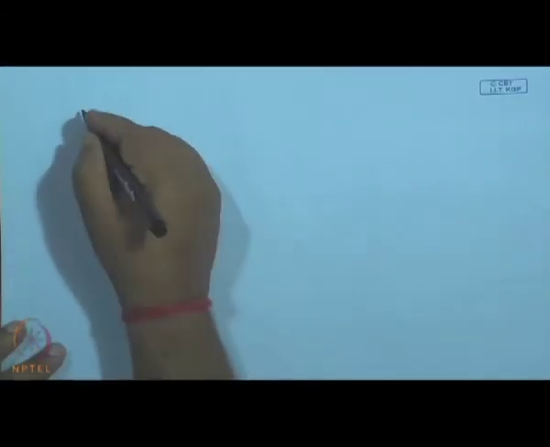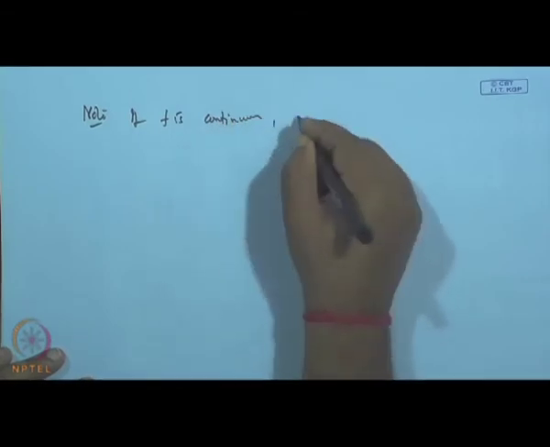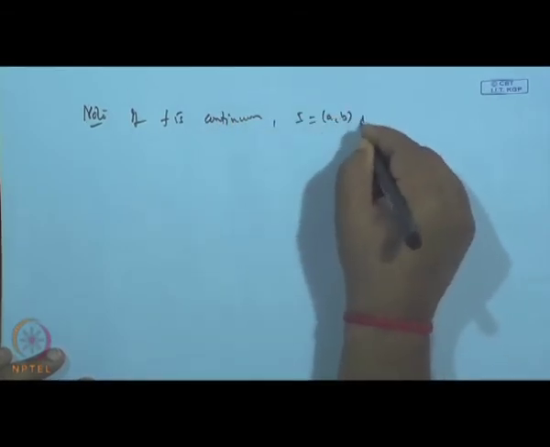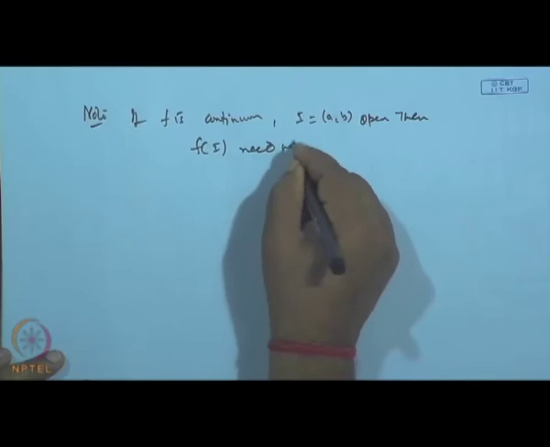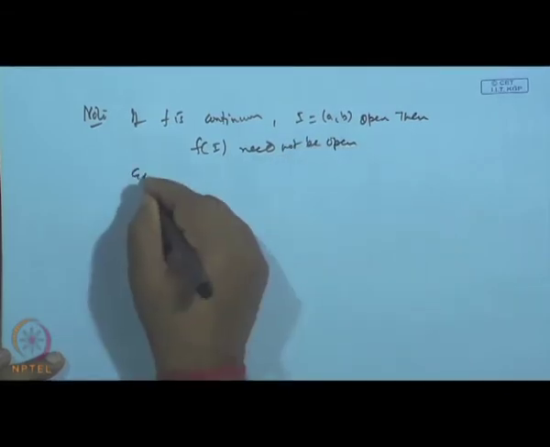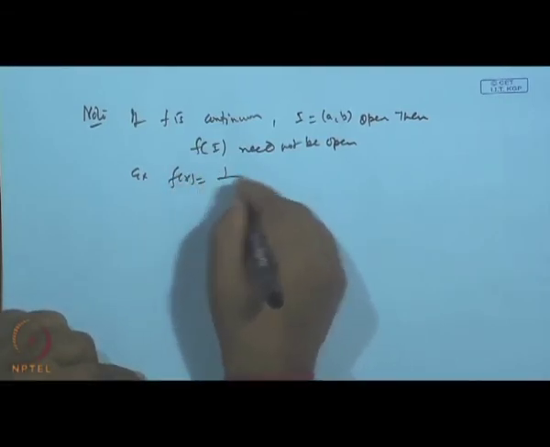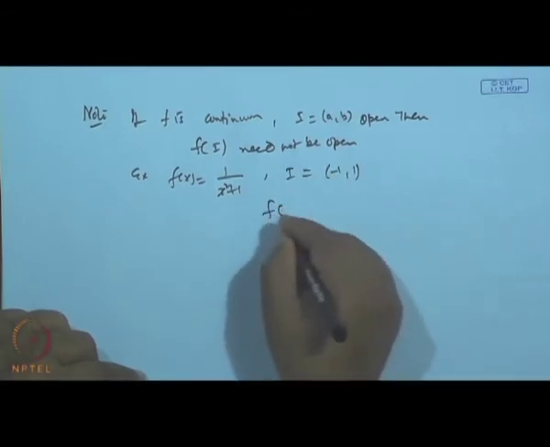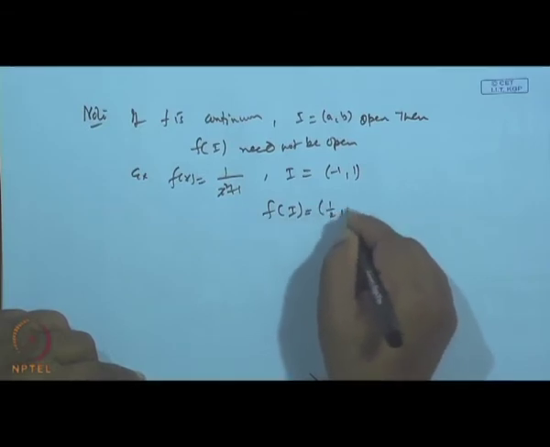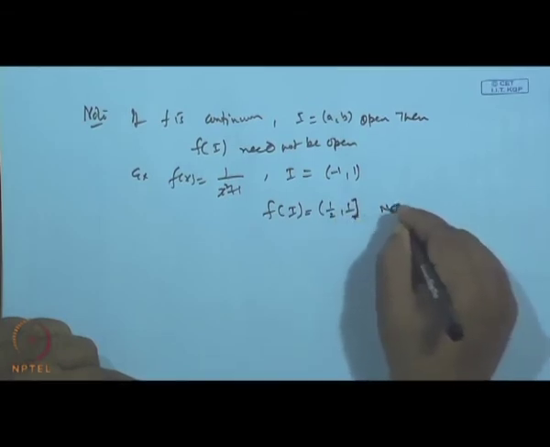Okay. Let us see the note. If f is continuous and I is an open interval, then the image f of I need not be open. For example, if we take the function f of x equal to 1 over x squared plus 1 and I is minus 1 to 1, then f of I is just half to 1. This is closed at one point, so not open.